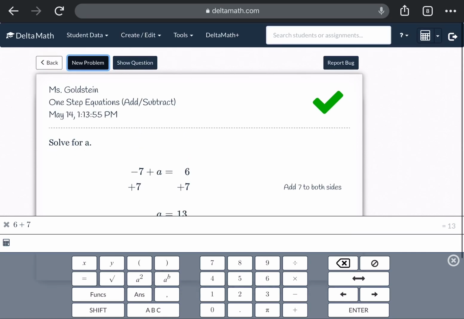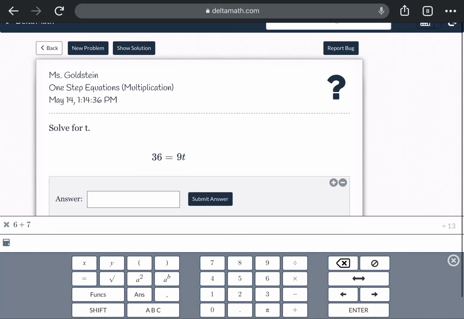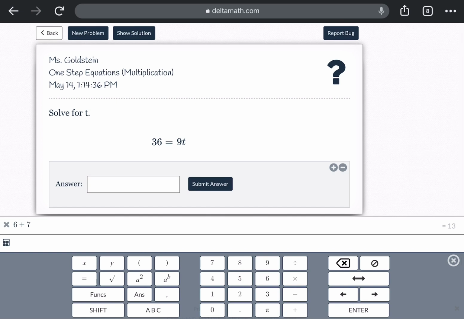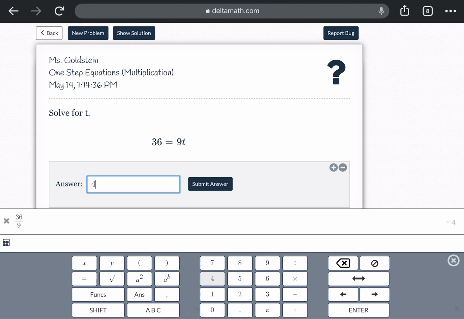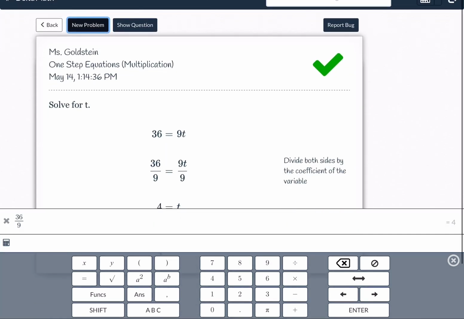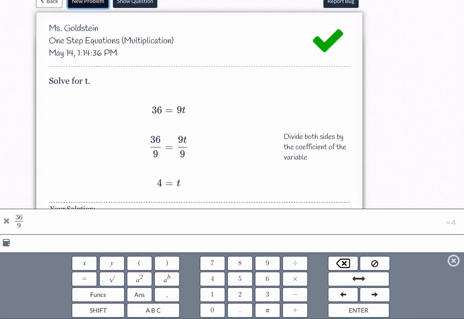So I'm going to show you a different one. We are also doing one-step equations with multiplication. I have 36 equals 9t. I want to get t by itself. It's next to 9. In between 9 and t, there's multiplication. So the opposite of multiplying by 9 would be dividing by 9. So the only way to get rid of that 9 is to divide by 9 on both sides. So I do 36 divided by 9. I get 4. And it'll show you the steps with the green check. See, I did divide by 9 on both sides. The 9's canceled. And I get 4 equals t.